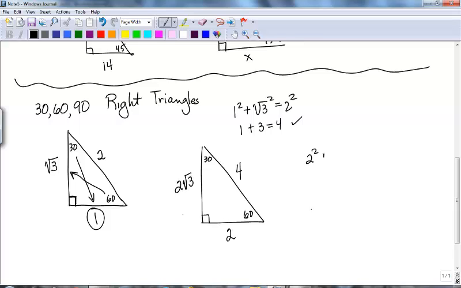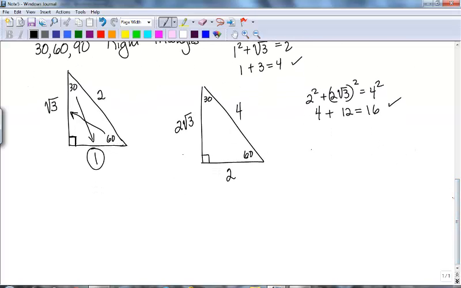If I did 2 squared plus 2 radical 3, that whole thing squared, equals 4 squared. 2 squared would be 4. How do you square this? You square the number in front: 2 squared is 4. Radical 3 squared is 3. 4 times 3 is 12. Does that equal 16? Yeah.